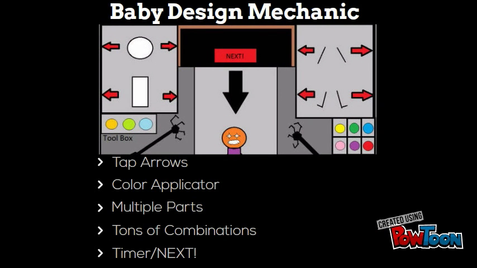The baby creation process is controlled by tapping the arrows on either side of the body part and touching and dragging the part to the baby. The color applicator will allow the player to apply a color to any body part that has space for color by tapping the color, then tapping the part. The cycle system of the body parts will include all the parts available to the player. This allows the player to become more comfortable with the game so they can make the best combinations possible. Once the player is finished with that set baby, they hit the next button to move on.